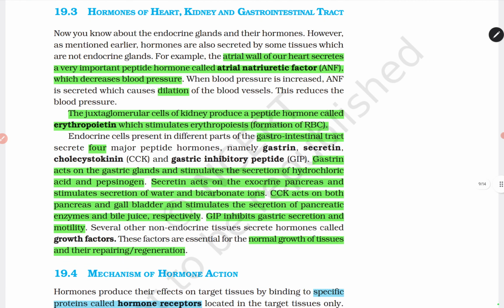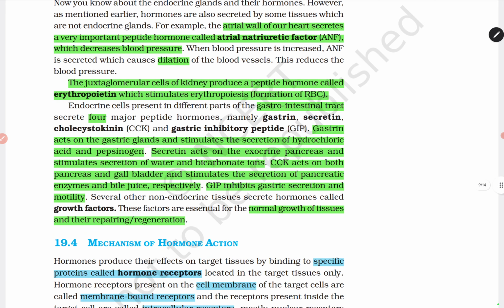Endocrine cells present in the different parts of the gastrointestinal tract secrete four major peptide hormones, namely gastrin, secretin, cholecystokinin, and gastric inhibitory peptide. Gastrin acts on gastric glands, stimulating the secretion of hydrochloric acid and pepsinogen. Secretin acts on the exocrine pancreas and stimulates secretion of water and bicarbonate ions. CCK acts on both pancreas and gallbladder and stimulates the secretion of pancreatic enzymes and bile juice respectively. And the gastric inhibitory peptide inhibits the gastric secretion and motility.